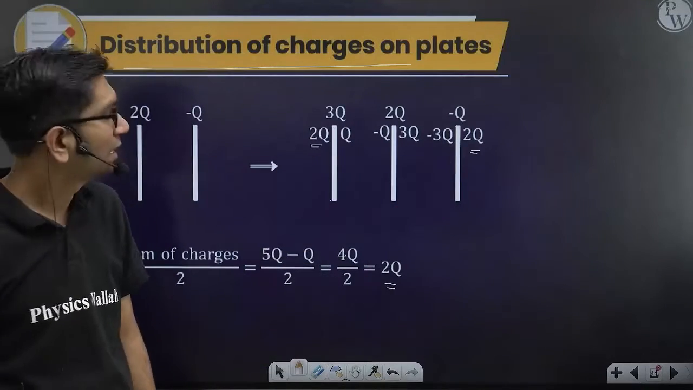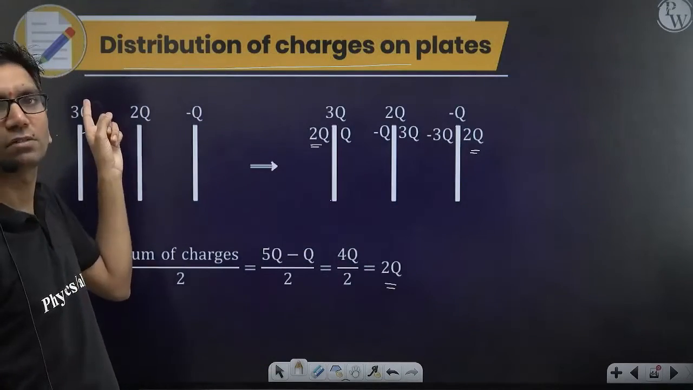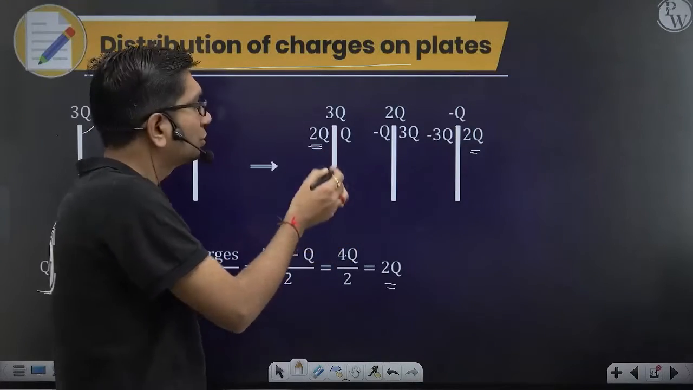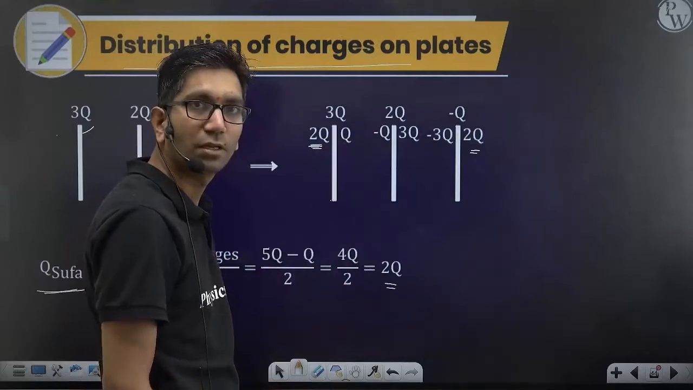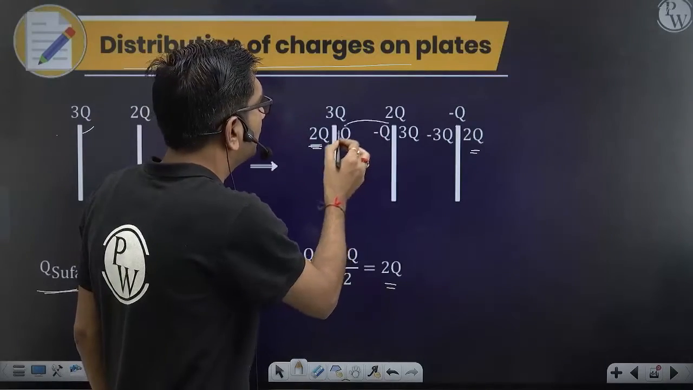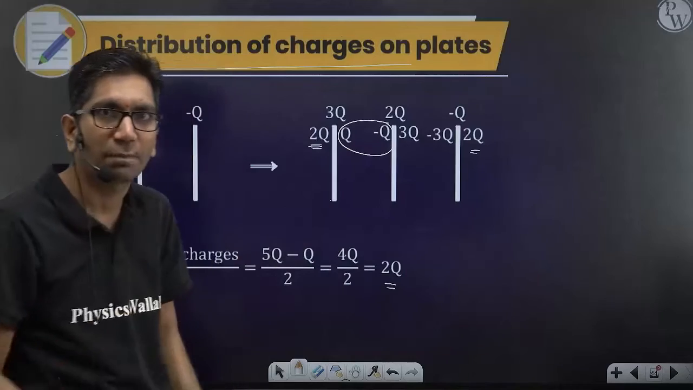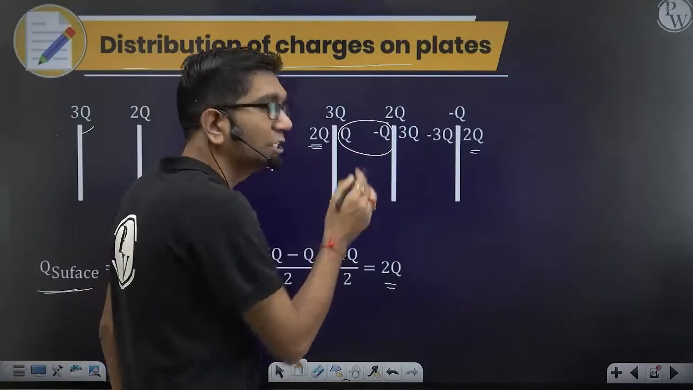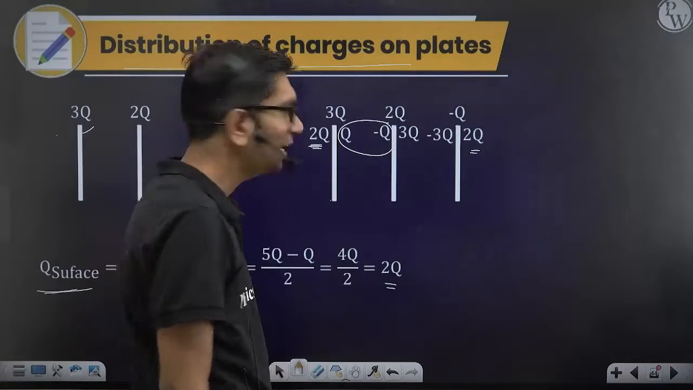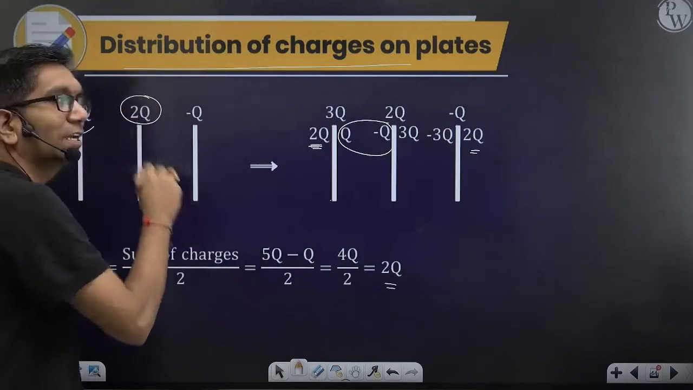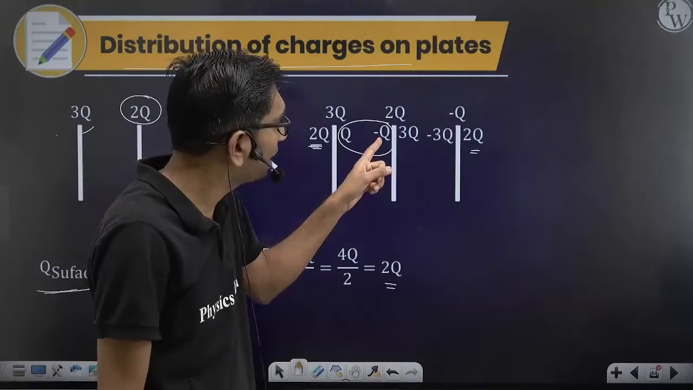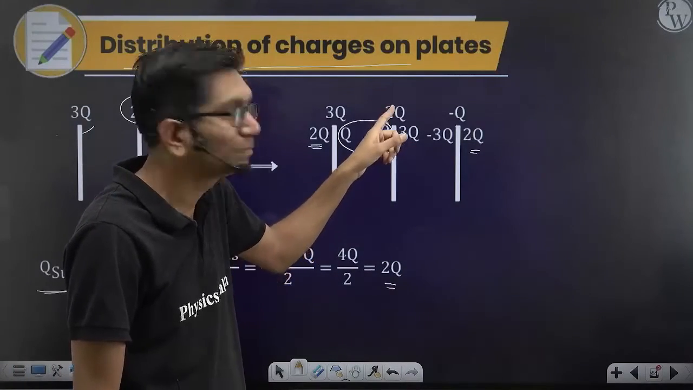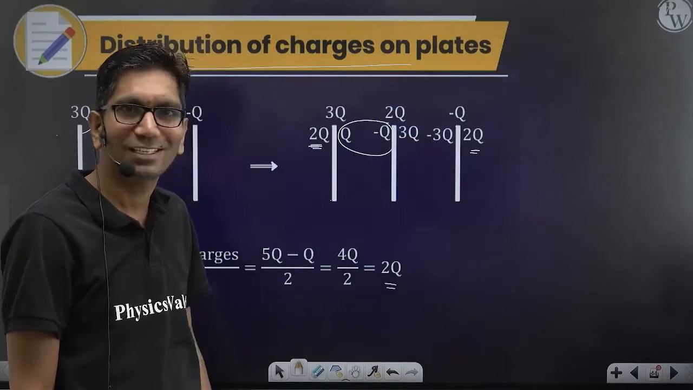Next. What is the total charge on this one? 3q, na? Already 2q is present, so 1q is left. So write down the q here. As everyone knows, inside the parallel plate capacitor, charge should be equal but opposite. If this is q, 100%, this should be minus q. Now tell me, what is the charge present on this one? It is 2q. Already minus q is present, so write down here 3q. 3q minus q, 2q. You got it?